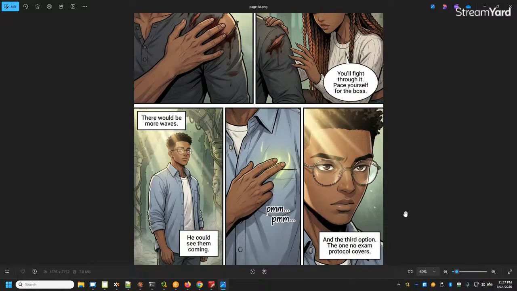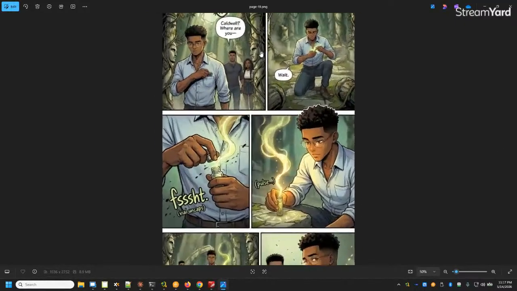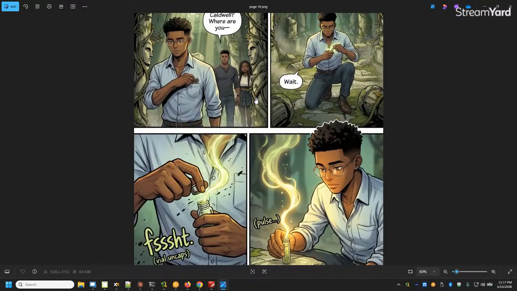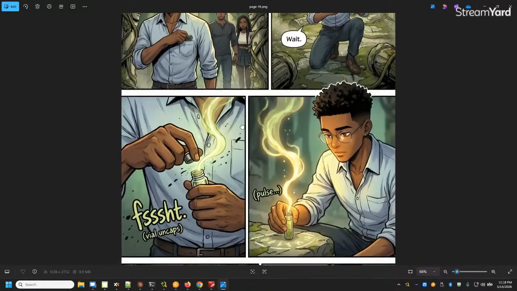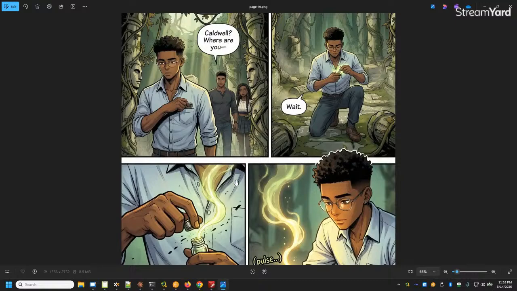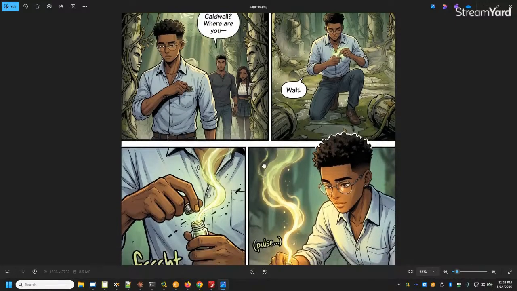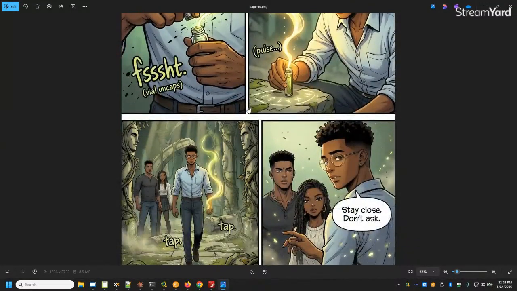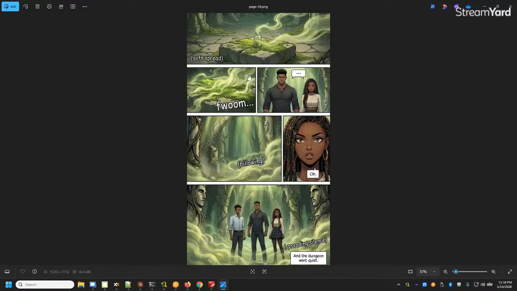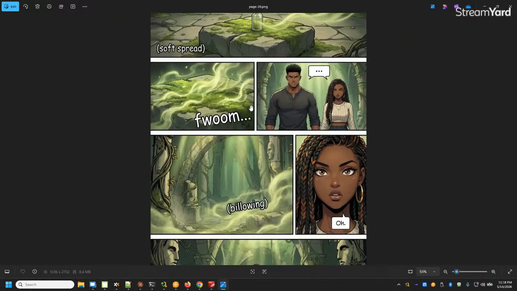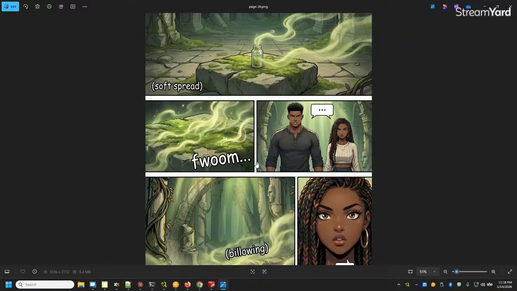And the third option, and the one no exam protocol covers. Caldwell, where are you? Right in front of you. He says, wait. Oh, he's probably saying, where are you going? Right. And then he releases the deadliest poison the universe has ever seen. Right. And then I guess he's carrying it. Stay close, don't ask. Yep. As it fills the entire dungeon, it'll kill everything in sight except them because they have already taken their immunity pills.